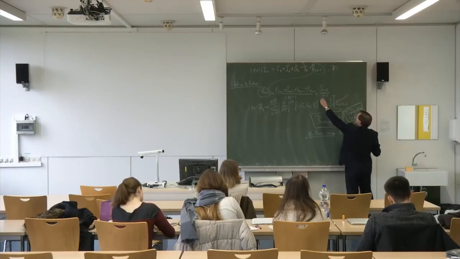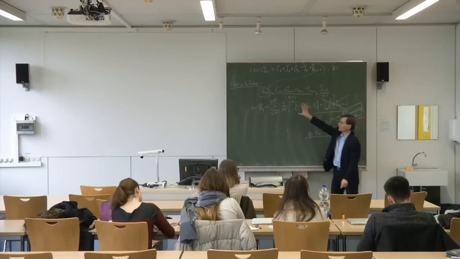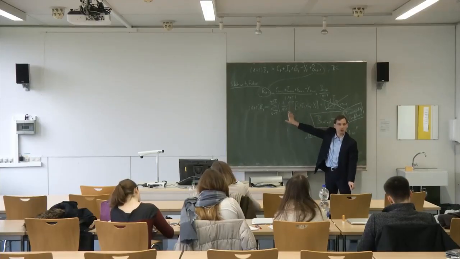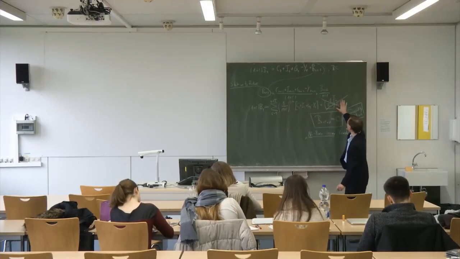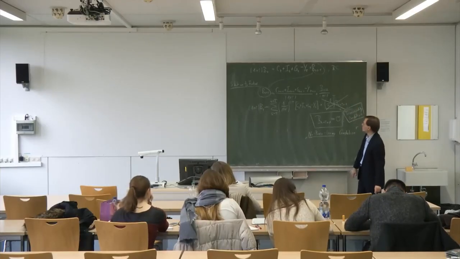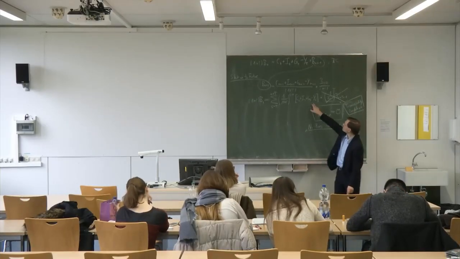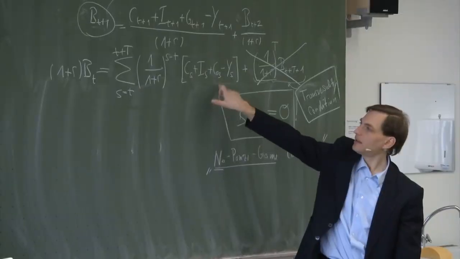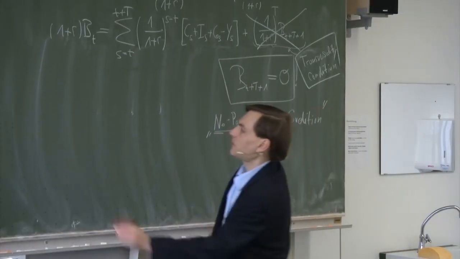So in other words, I can eliminate this from my budget constraint. And that was my ultimate goal, yeah? To get rid of these higher debt terms. And then my budget constraint has simplified. Yeah? So let me write down now the simplified budget constraint.